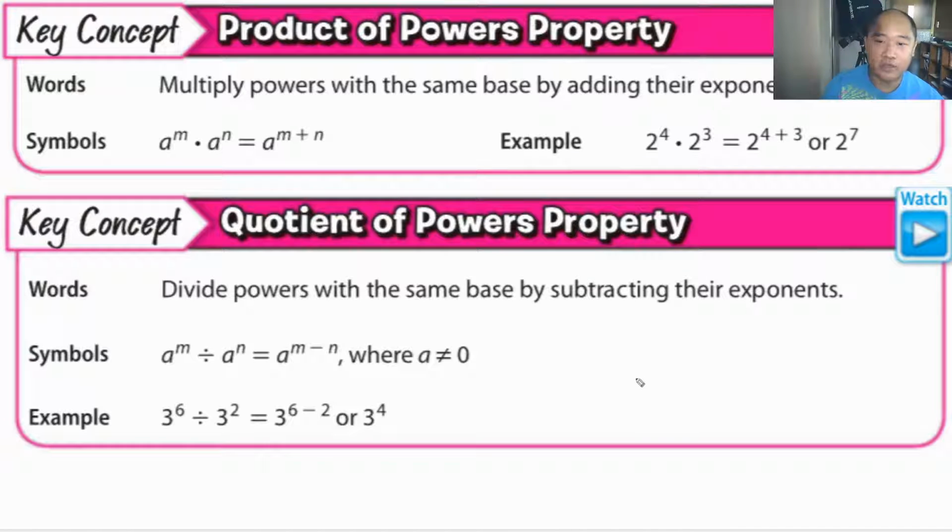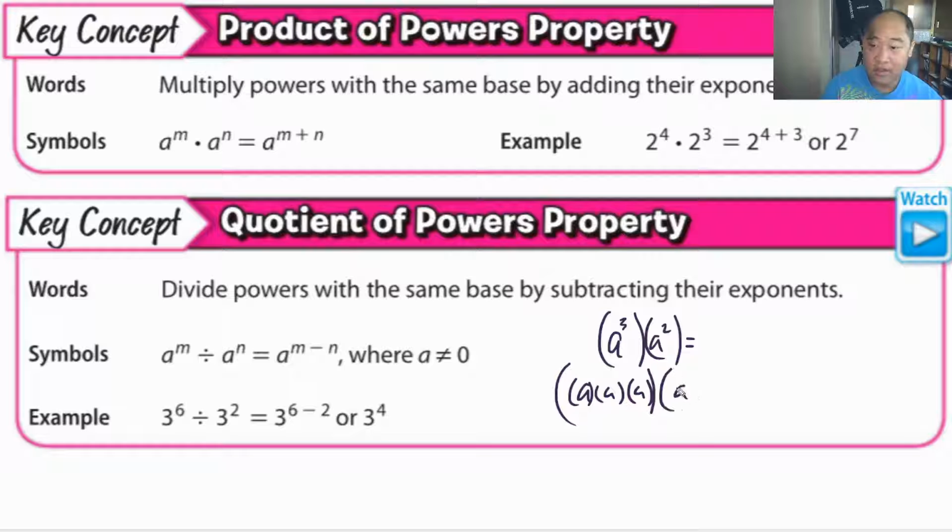As you may imagine, if we had a to the 3 times a squared, then this is the same thing as a times a times a times a times a, right? This is a to the power of 3, and this is a to the power of 2. And that all is basically just a to the power of 5.